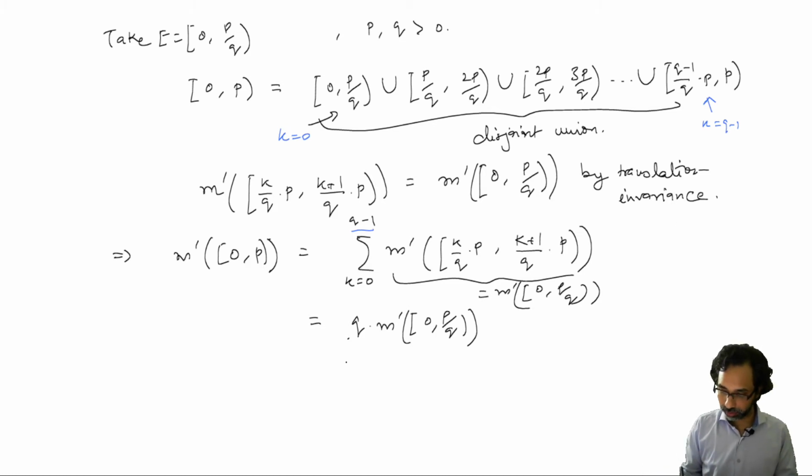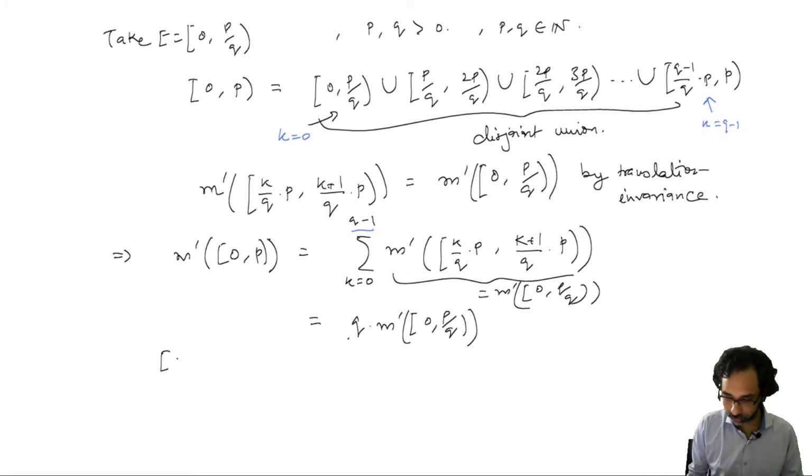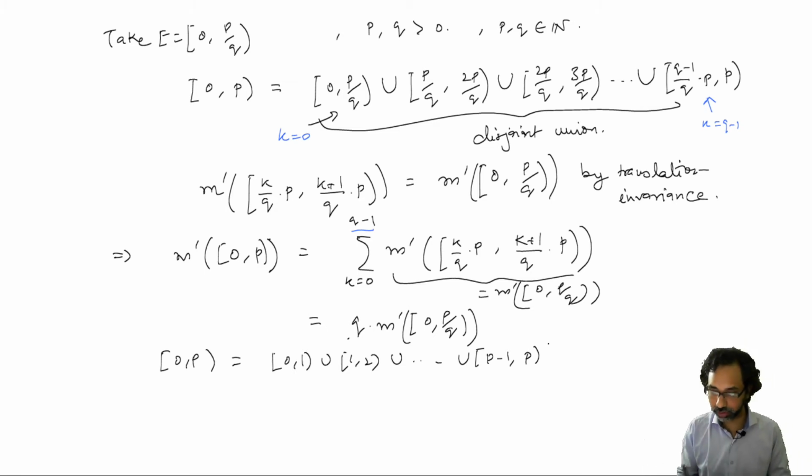Now for the left hand side, we can divide it in another way. Here of course p and q are natural numbers, because I am only considering rationals p by q. So I am also going to write down 0 to p as 0 to 1 union 1 to 2 union up to union of p minus 1 to p. So this is again a disjoint union.